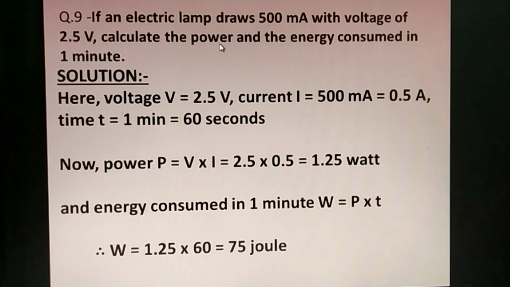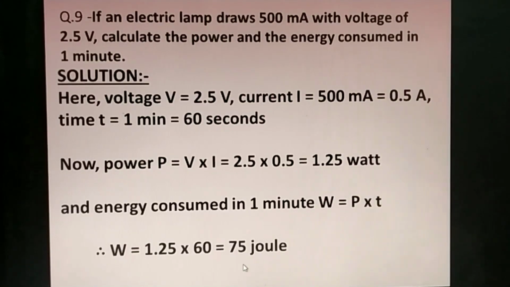And you have to find out the power. So the formula for power is P is equal to V into I. Substitute the value of V and I, you will get 1.25 watt. And the energy consumed in 1 minute, how much energy was consumed in 1 minute? So the formula is P into T. Substitute the value of power which we just found, multiply T, that is 60 seconds instead of 1 minute. Then we will get 75 joule.